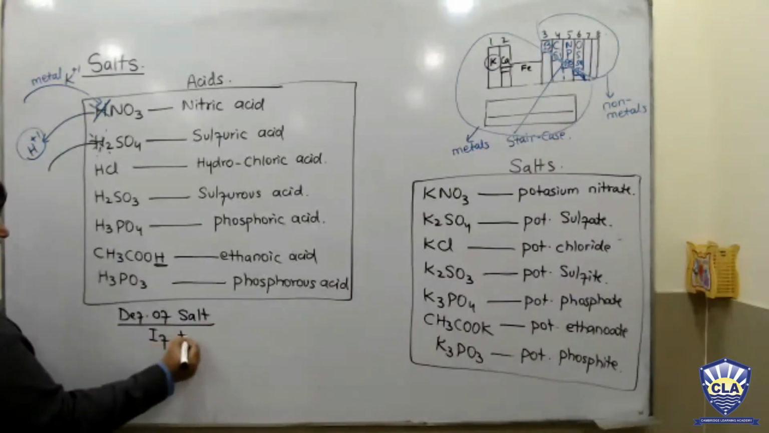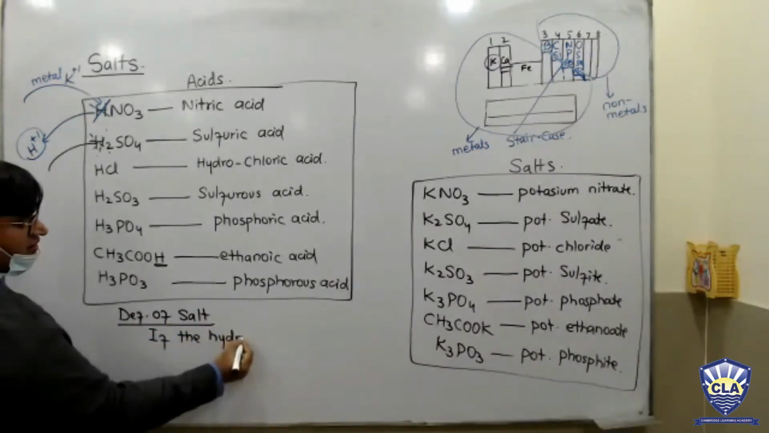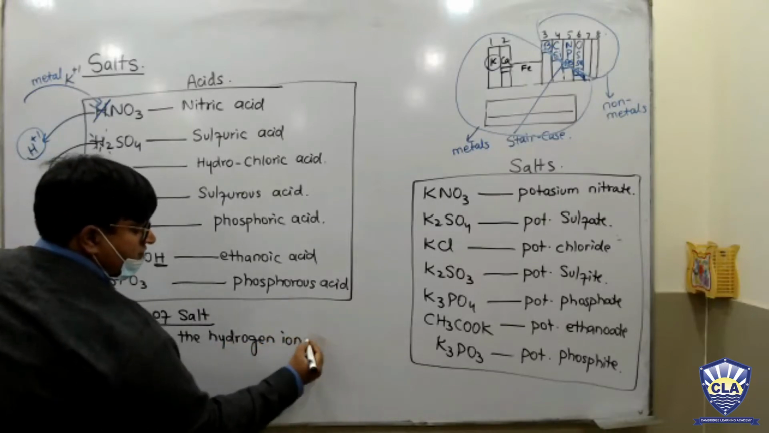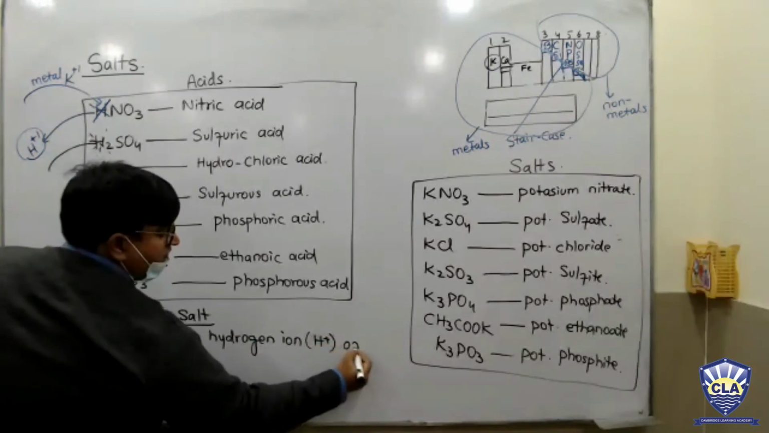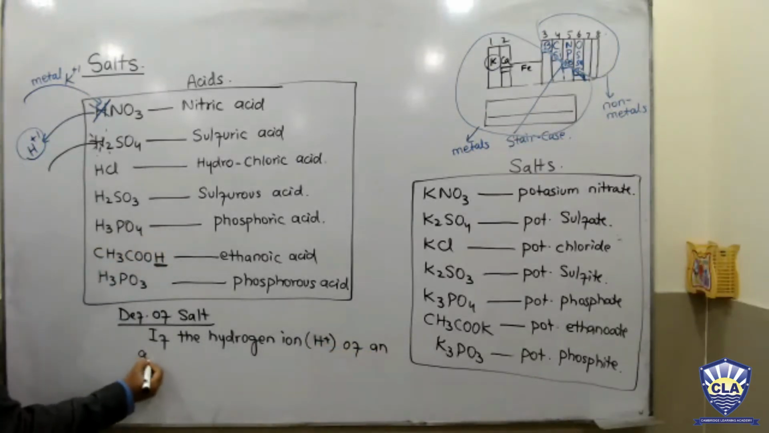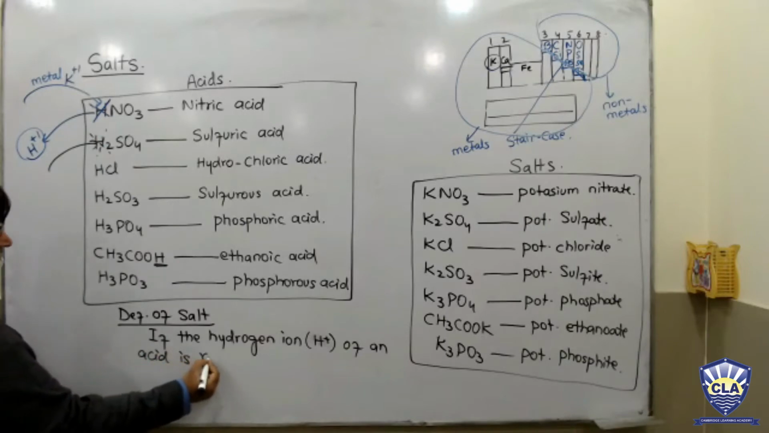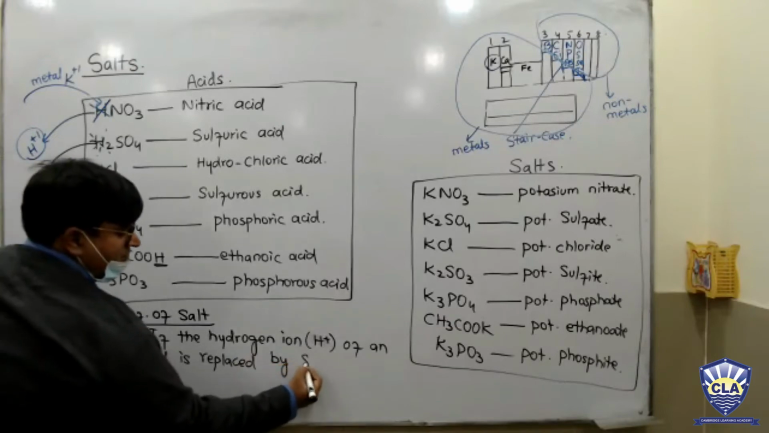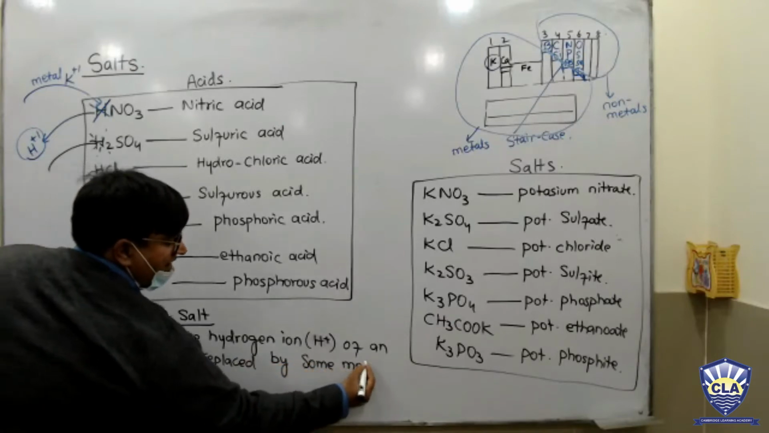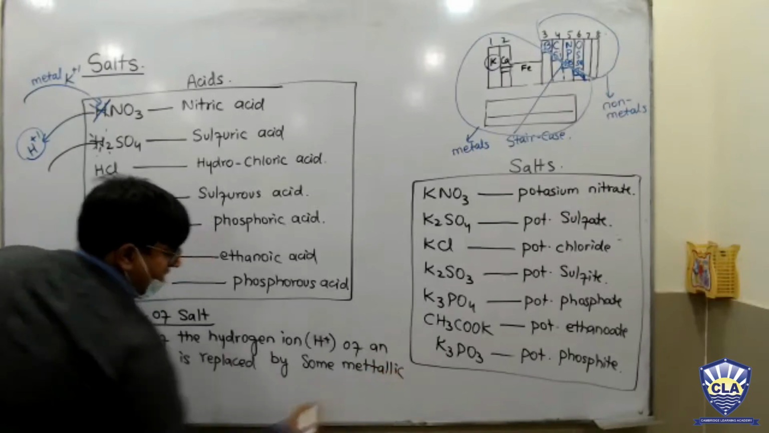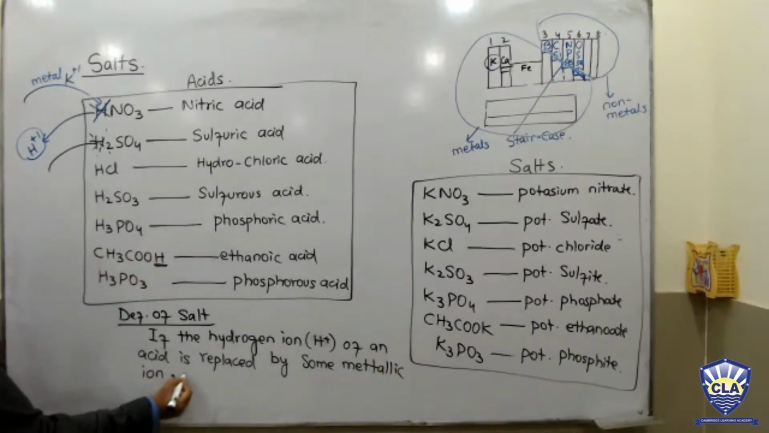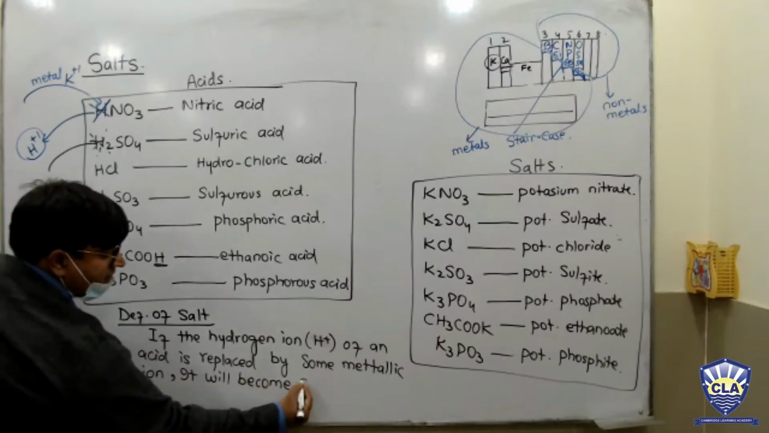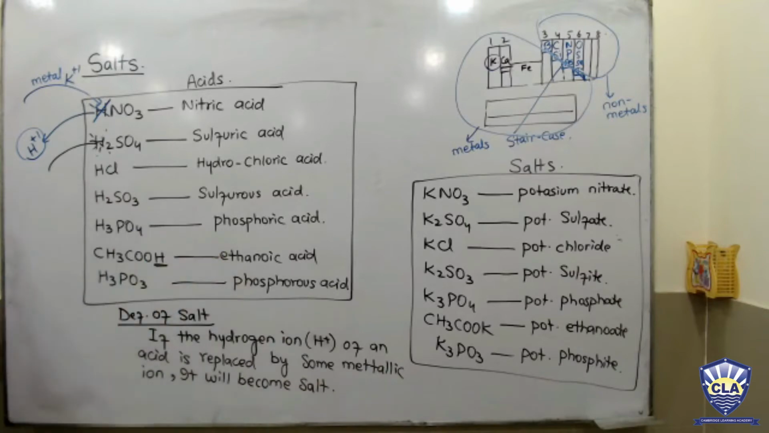If the hydrogen ion of an acid is replaced by some metallic ion, it will become a salt. So this is the definition of the salt.